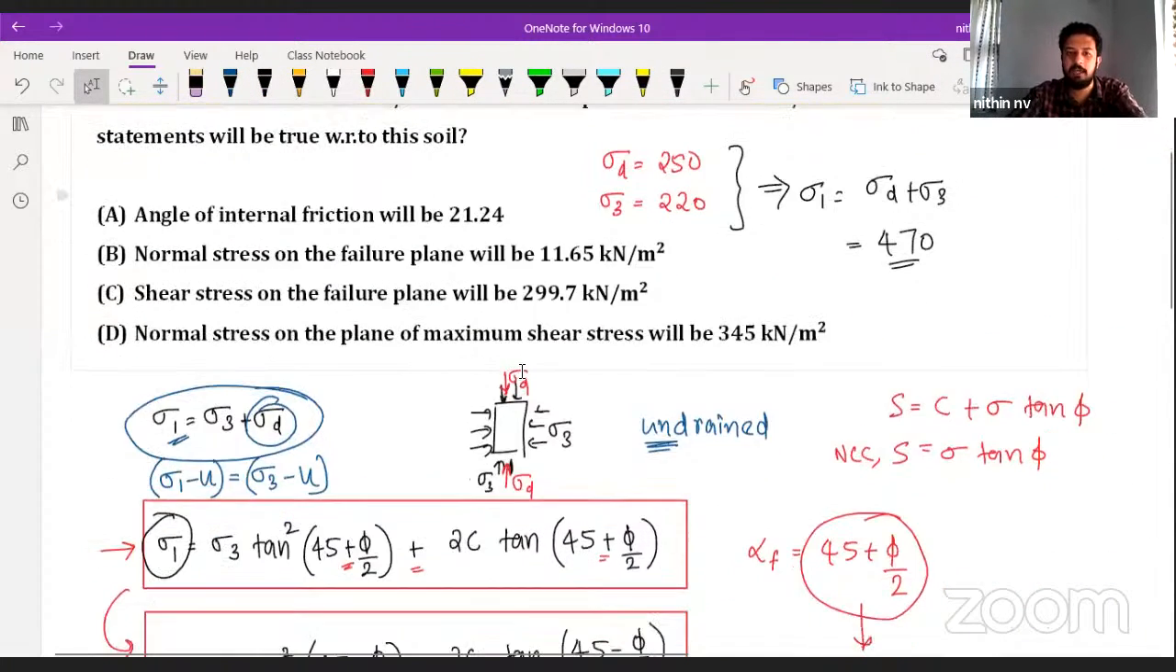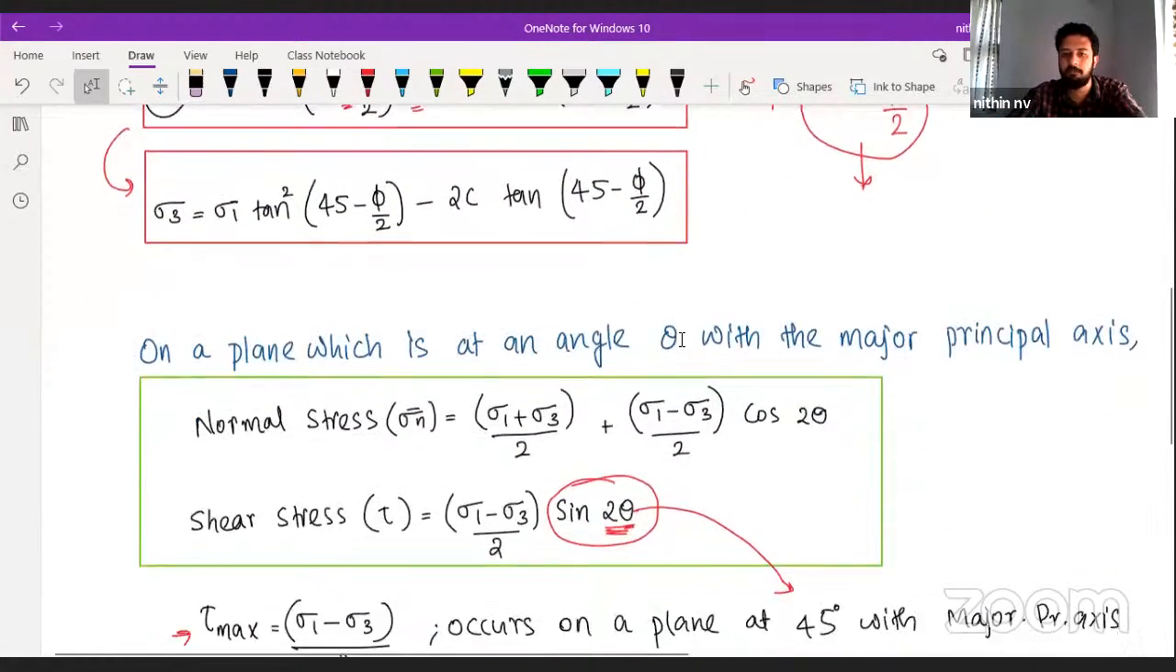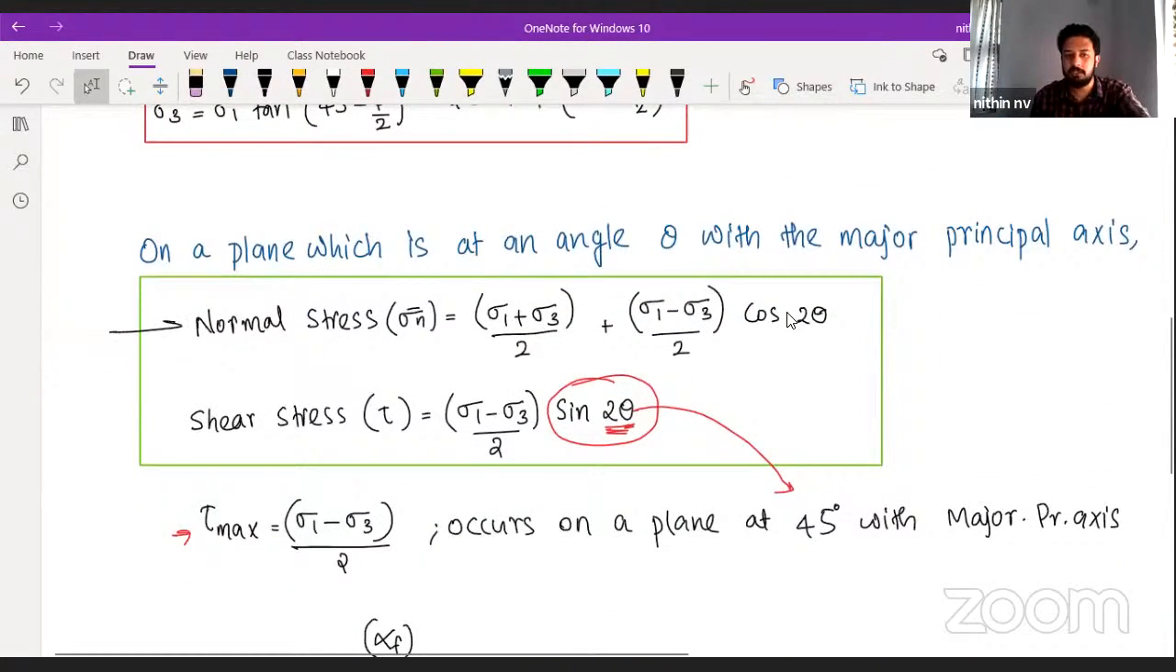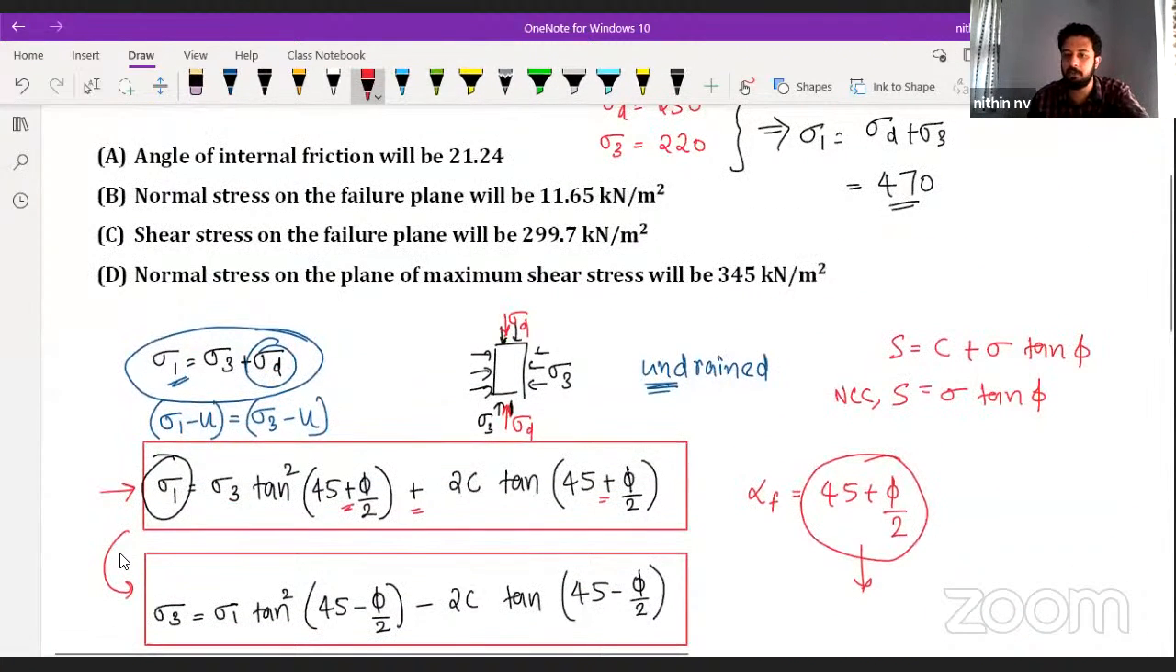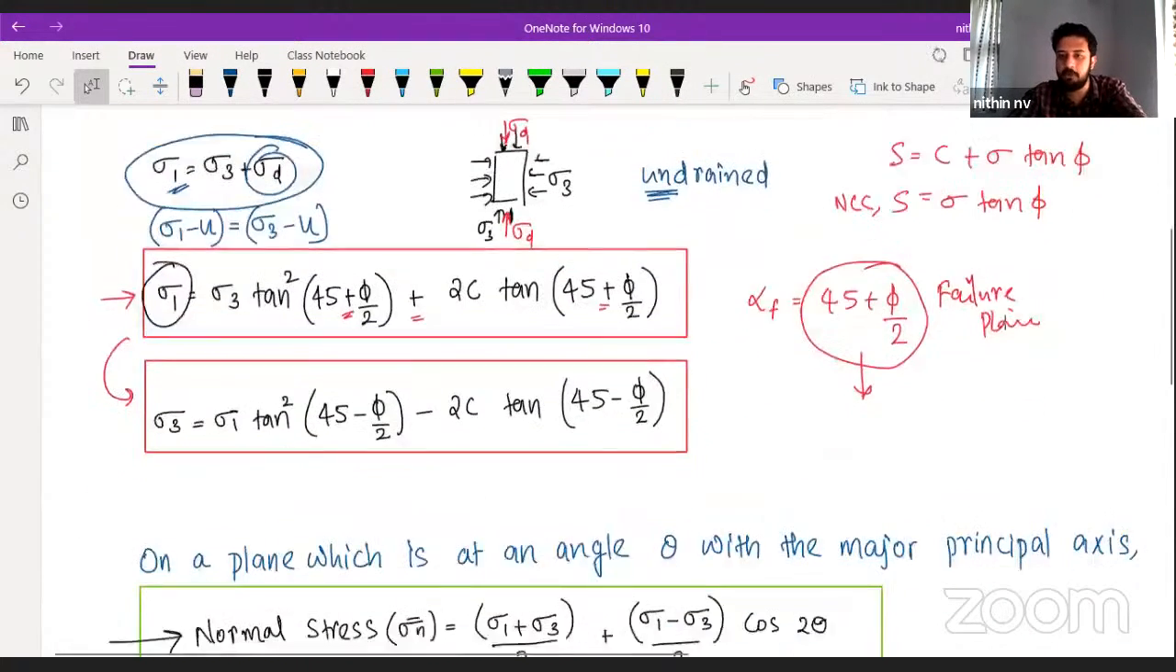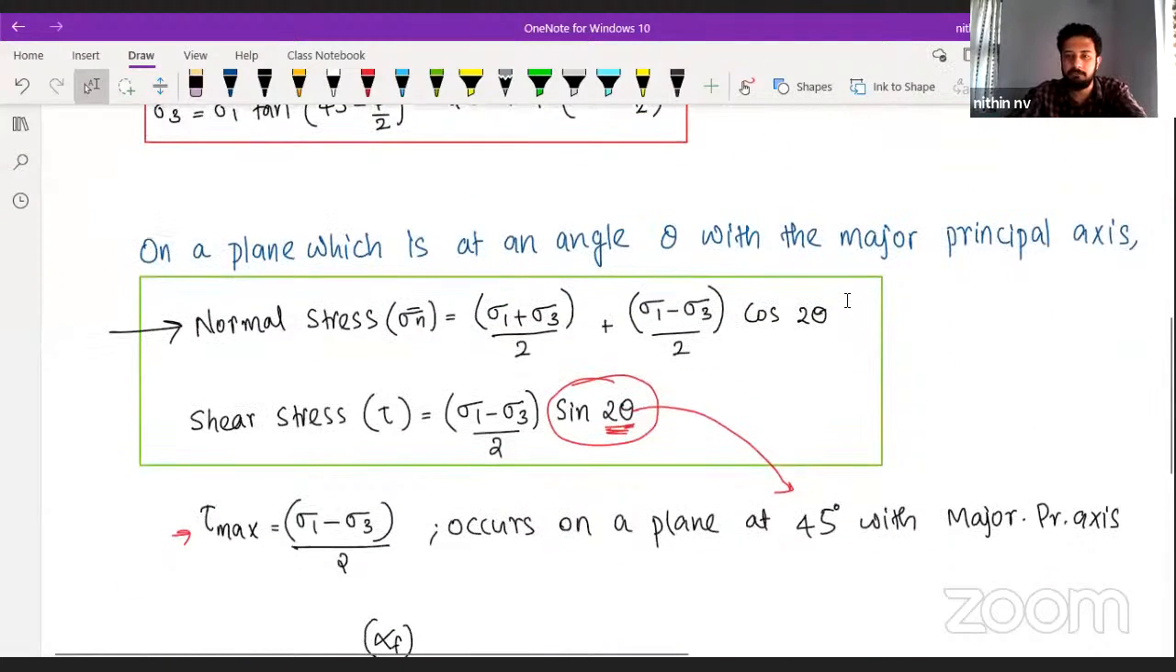Normal stress on the failure plane. What is the normal stress on the failure plane? We know the normal stress on any plane is this. Then what will be the normal stress on the failure plane? I have to substitute theta equal to 45 plus phi by 2. That's what I told you here. This is nothing but the failure plane angle with the major principal plane. So substitute 45 plus phi by 2 in terms of theta.